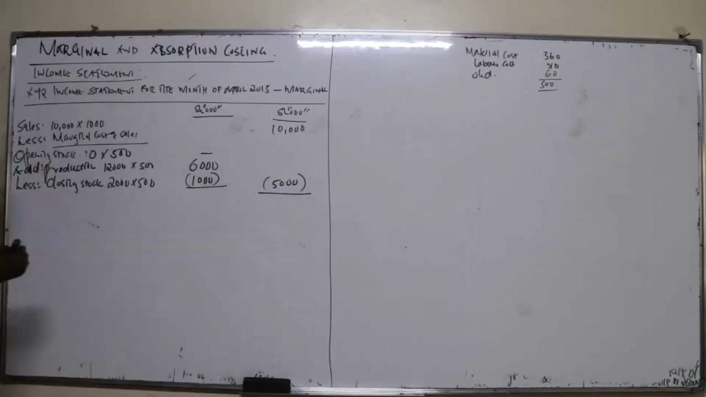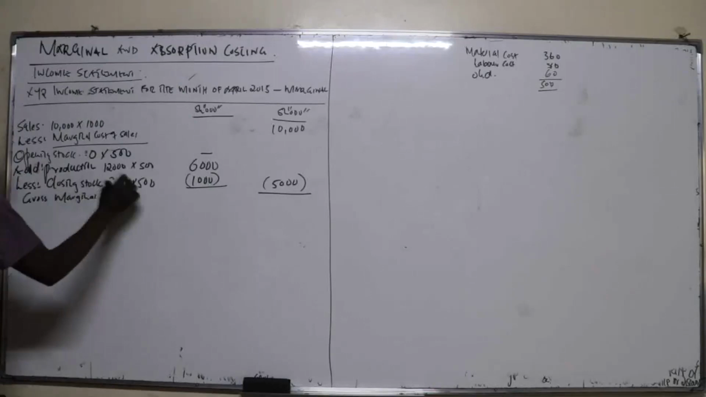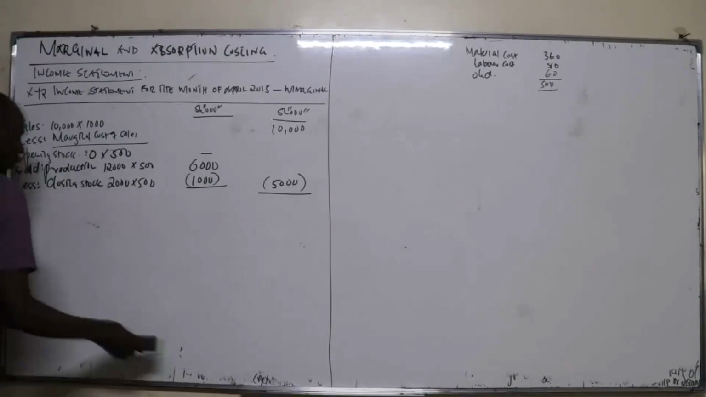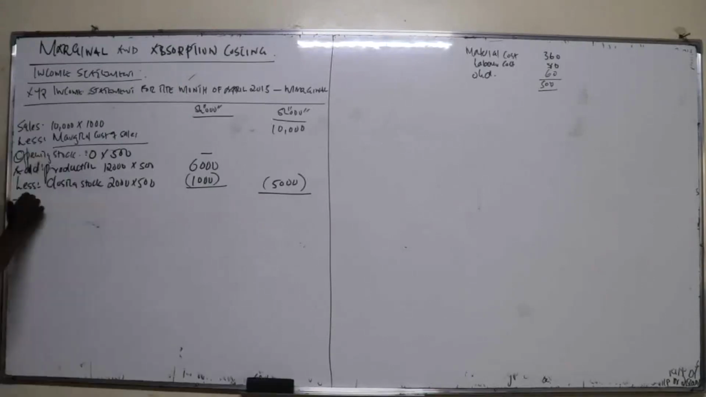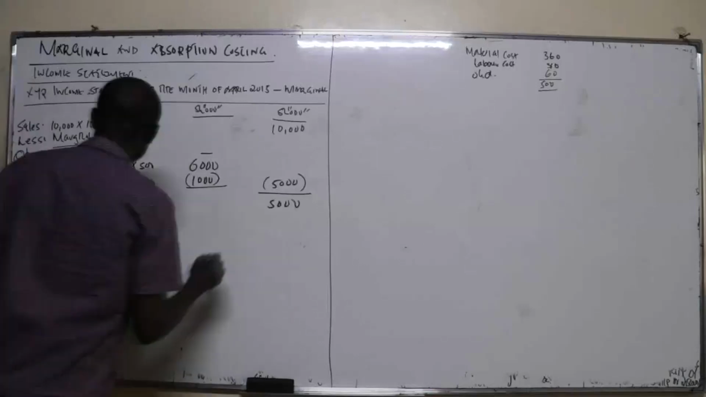gross marginal profit, or gross contribution. So you can write there gross contribution or gross marginal profit. So you can write here gross contribution is the same. Gross contribution, it will be how much? 5,000. And then you less variable expenses.